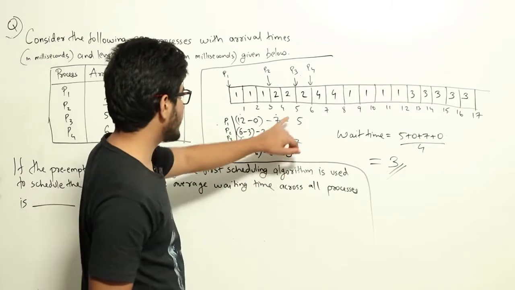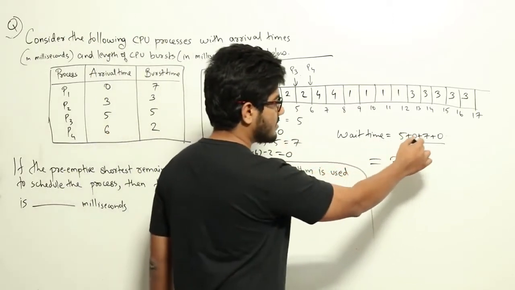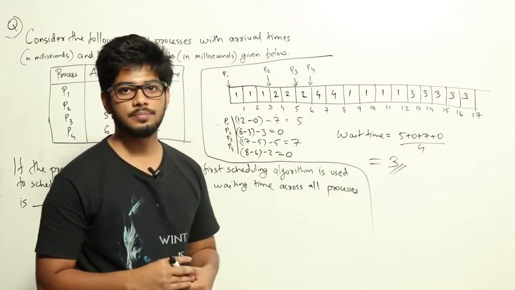So the average waiting time for the 4 processes is 5 plus 0 plus 7 plus 0 by 4, which is 12 by 4 equals 3.